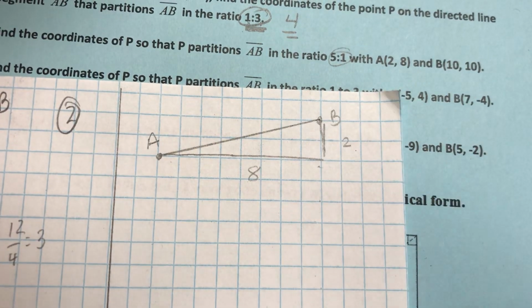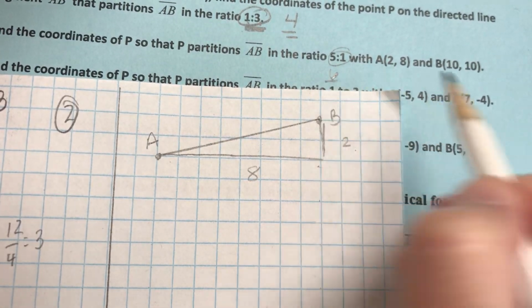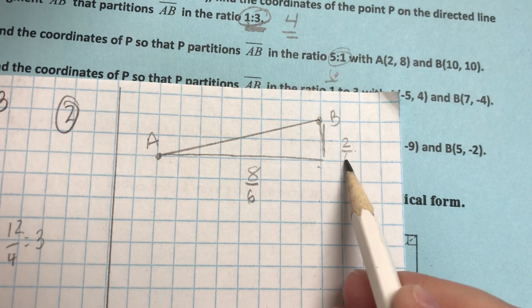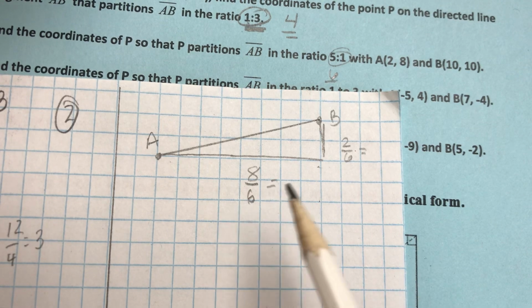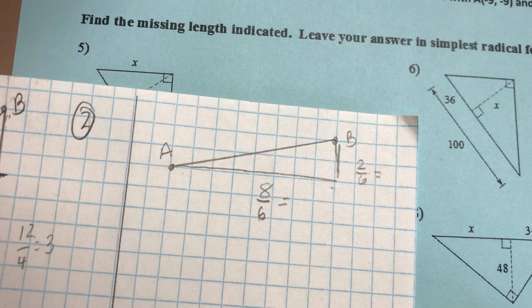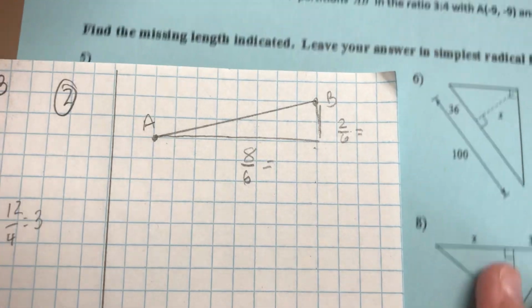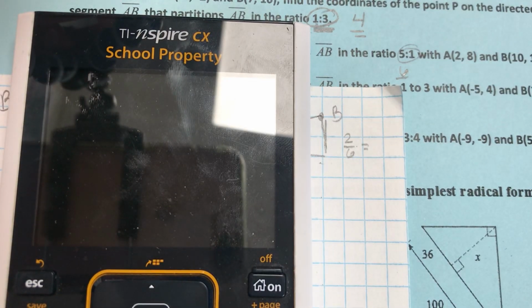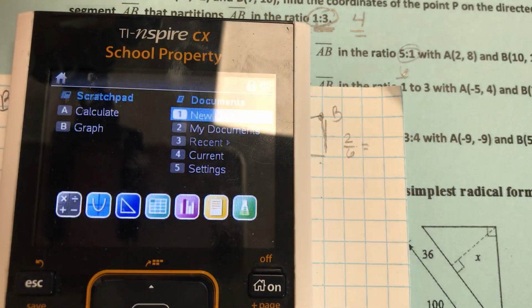The reason why this one is tricky is because a 5 to 1 ratio is a total of 6 pieces. So that means I need to divide 8 by 6 and 2 by 6, which means that it's not going to be pretty. This would be, I call a pretty one. This is not a pretty one. So you want to get the decimal approximation when this happens. So if you grab your calculator, hopefully you can see it okay on there.